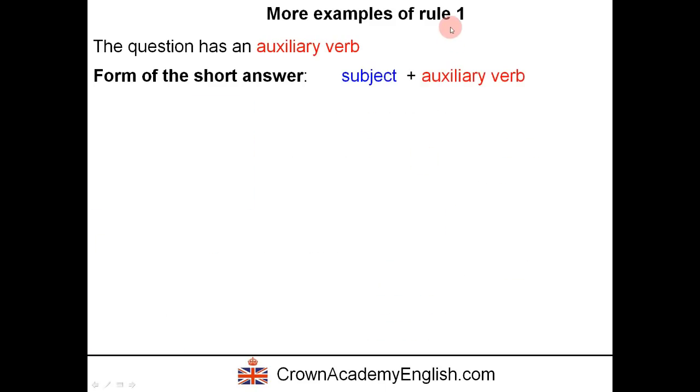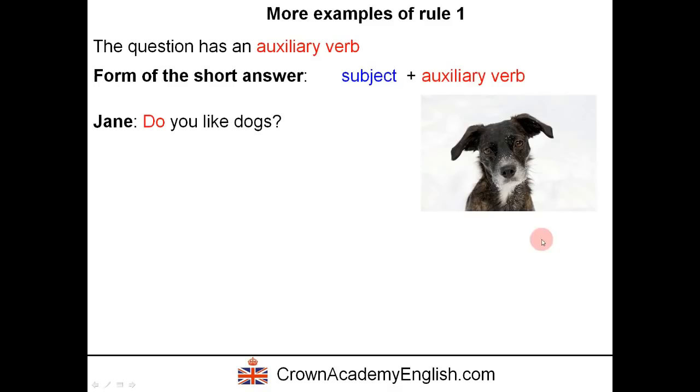More examples of Rule 1. Jane asks, do you like dogs? So here we have the auxiliary verb do. Do you like dogs? And David replies, yes, I do. Subject followed by the auxiliary verb. Or, no, I do not. This is the full form. And here is the contracted form. No, I don't. So this means no, I don't like dogs.